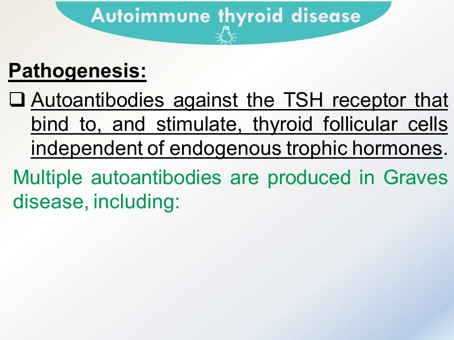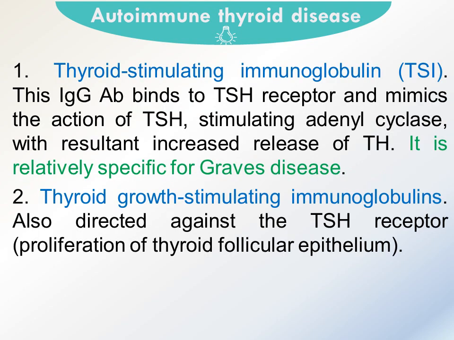Multiple autoantibodies are produced in Graves' disease, including the following. First is the thyroid stimulating immunoglobulin. This immunoglobulin G antibody binds to the TSH receptor and mimics the action of TSH, stimulating adenyl cyclase, with the resultant increased release of thyroid hormones. It is relatively specific for Graves' disease. Secondly are the thyroid growth stimulating immunoglobulins, also directed against the TSH receptor.